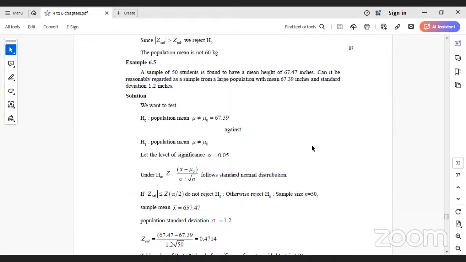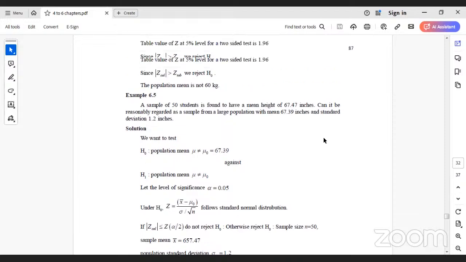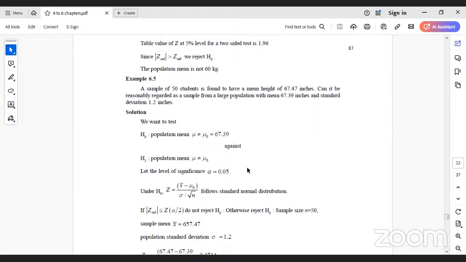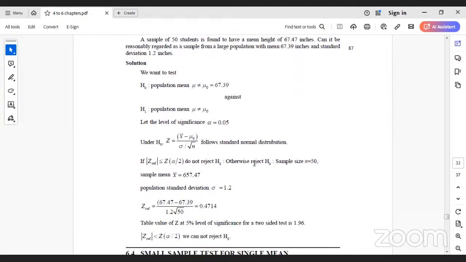The null hypothesis is mu equal to mu not, that is 67.39, against mu not equal to 67.39, with sample mean 67.47. Therefore Z is equal to (x bar minus mu not) by (sigma by under root of n). This is the same as before. If modulus of Z calculated is less than Z alpha by 2, we do not reject H0, otherwise we reject H0.